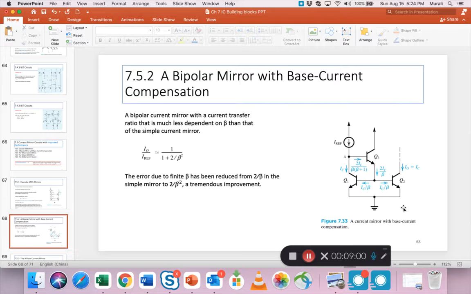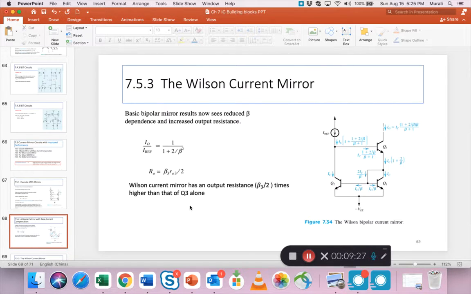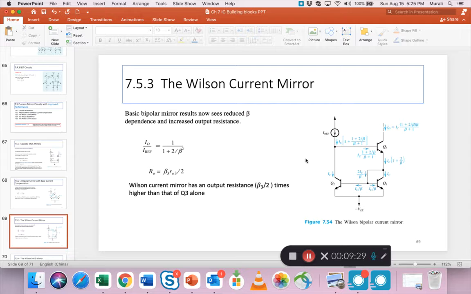Here in the bipolar case, there is a way of connecting a third transistor to reduce the variation of the beta, right? So previously you had 1 plus 2 by beta. Now that beta has been replaced with a beta squared, and so what he says is the error due to finite beta has been reduced from 2 by beta in the simple mirror to 2 by beta squared, which is a great improvement. Okay.